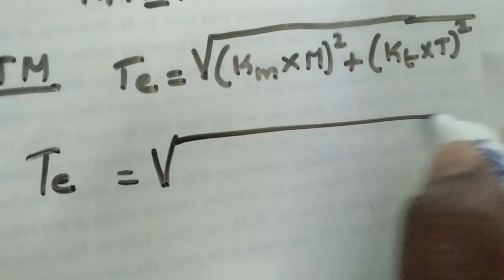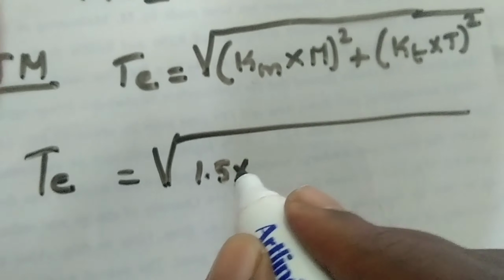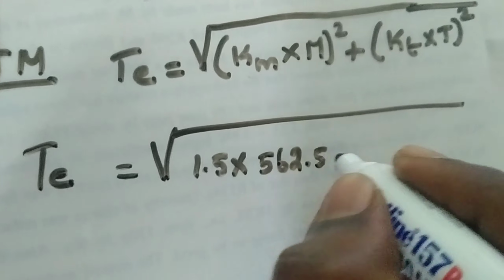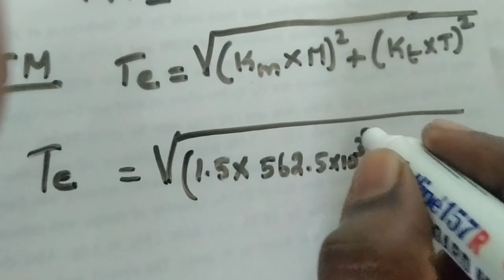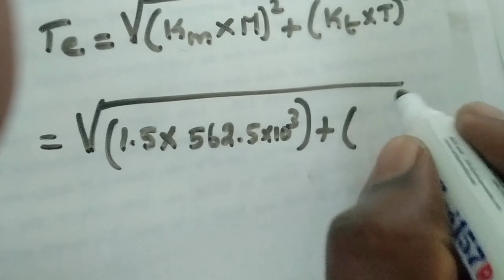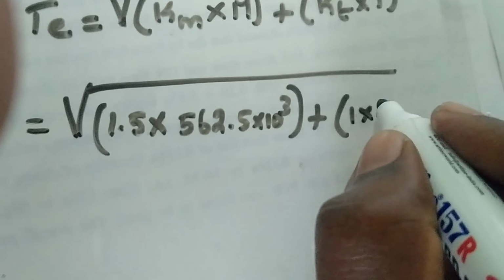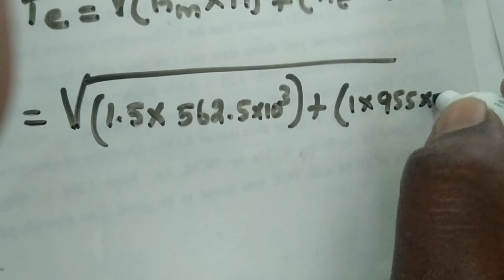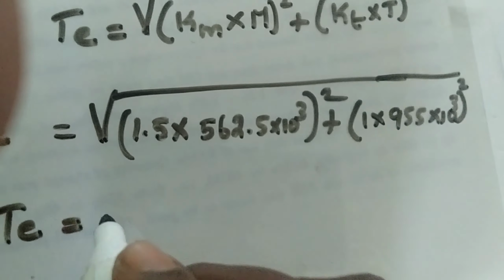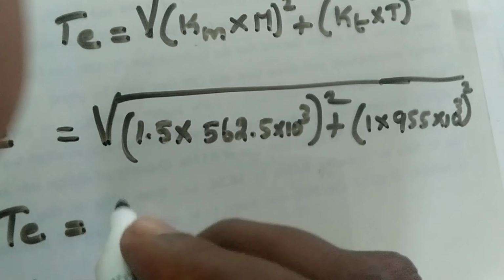TE equal to root of 1.5 into m. We know the m value as 562.5 into 10 to the power of 3, plus kt as 1 into 955 into 10 to the power of 3, whole square. By solving the above terms, you will get the value of 1274 into 10 to the power of 3 Newton millimeter. This is what we have obtained for TE.